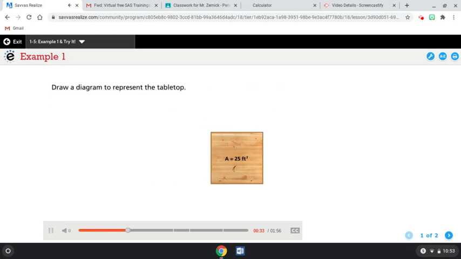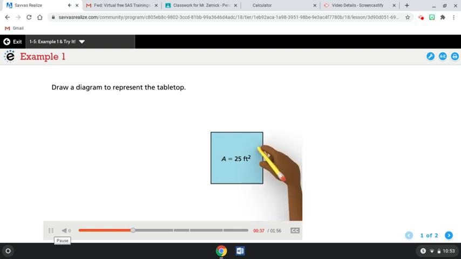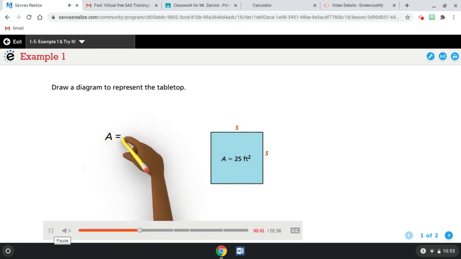Darius begins by drawing a diagram to represent the tabletop. He needs to find the length of the sides. Use the formula A equals S squared to find each side length. Guys, keep this in mind and make sure you write this down: area equals side squared. That is how you find the area of a square. You'll need to know that for later on in the school year. This will connect all school year. One lesson is always going to lead to another. So please make sure this is in your notes.